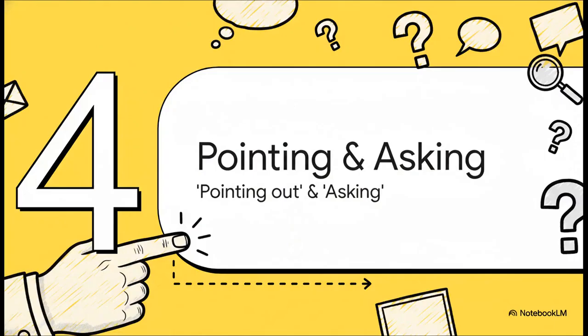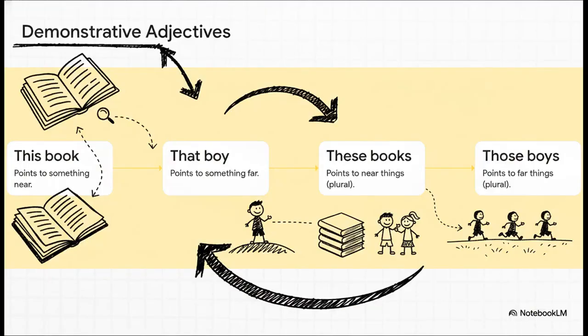All right, great job. We're now on to our next section. Here we'll look at 2 more really interesting types of adjectives. One kind that helps us point out things, and another that helps us ask questions. So, demonstrative adjectives are like pointing words. Think about it. When something is near you, you say this book if it's one, and these books if there are many. And when something is far away, you say that boy for one, and those boys for many. See? You're using the words to point out exactly which one you mean.